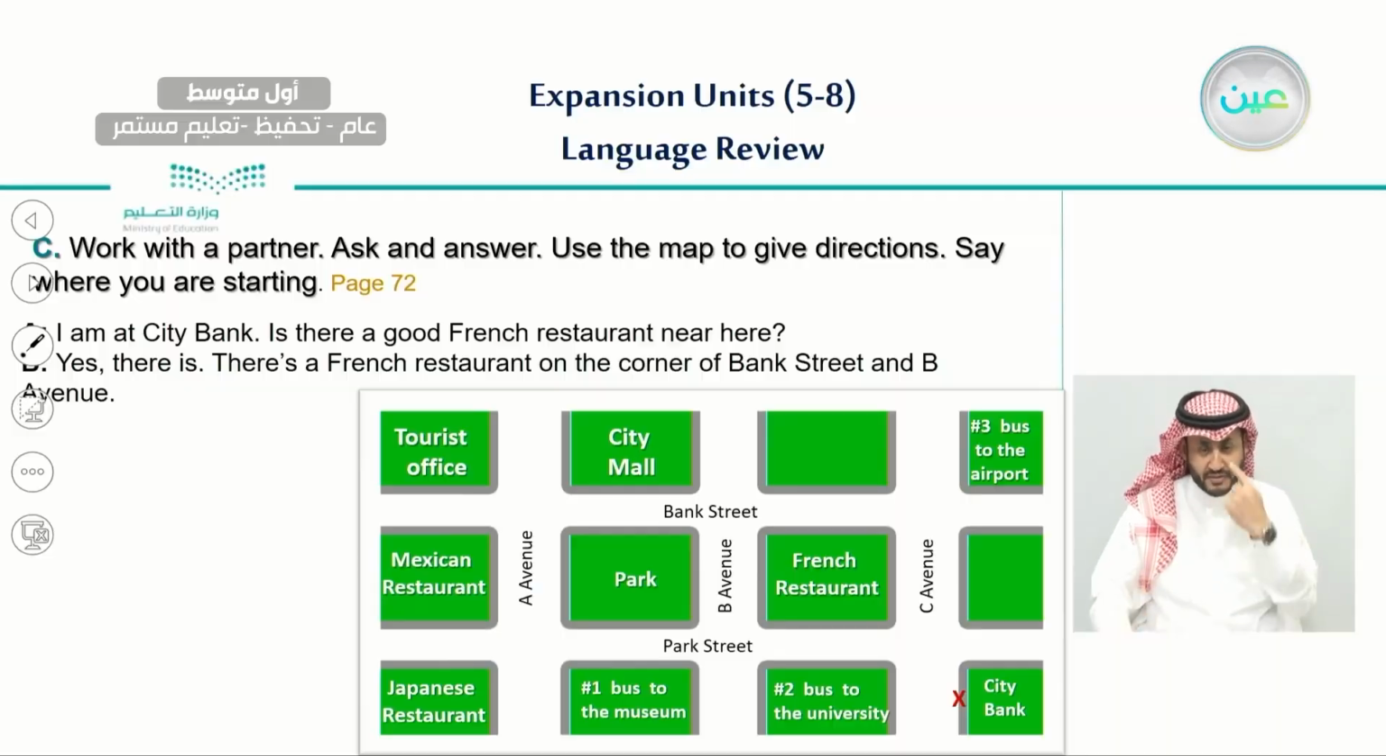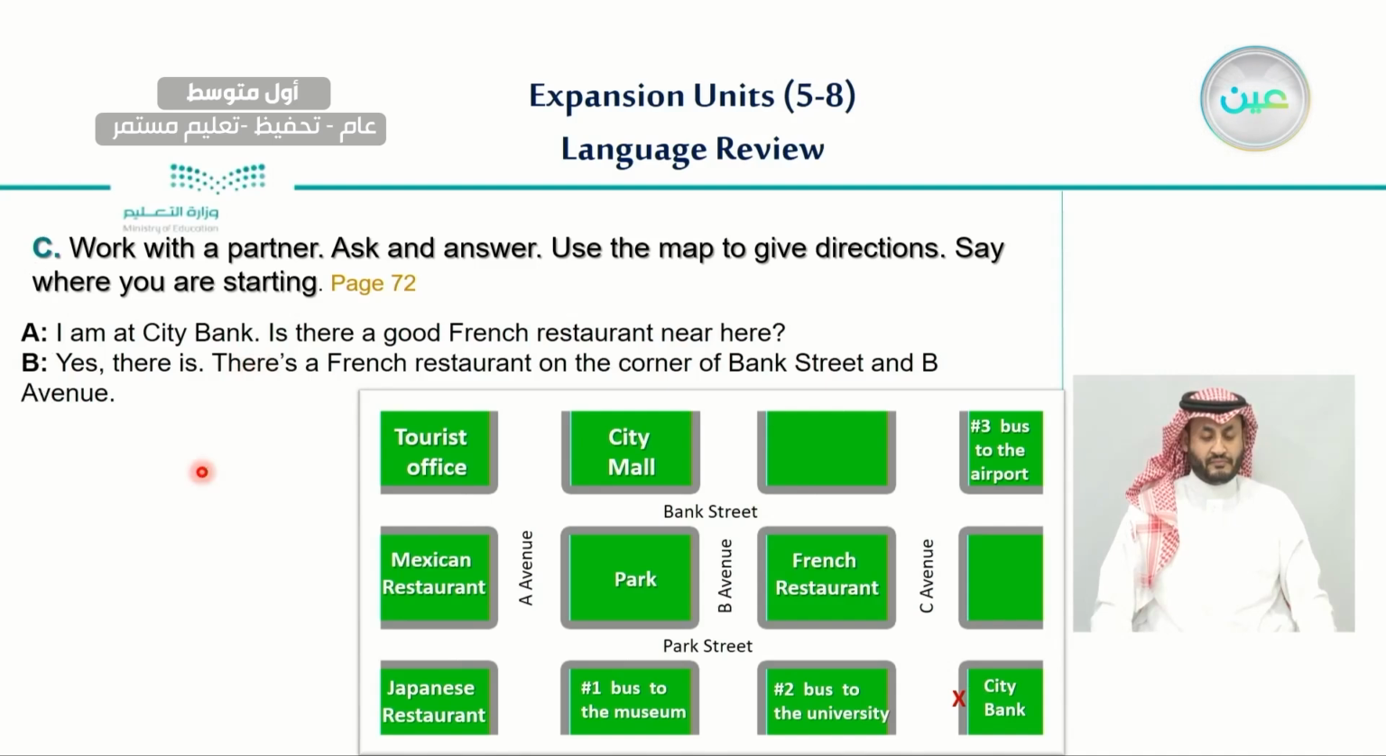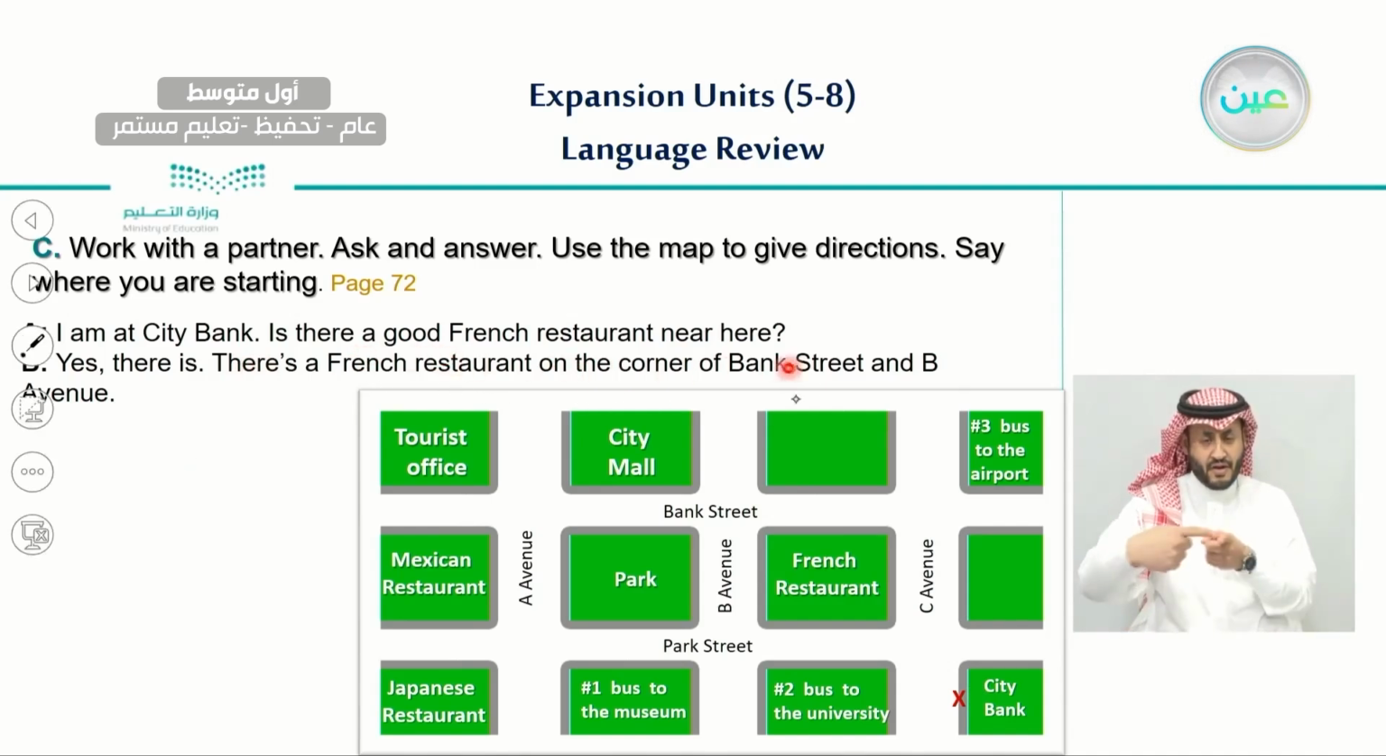So here, as you can see, you have a map that is similar to this, okay? And here we have a conversation. The first person says, "I am at the Citibank. Is there a good French restaurant near here?" So the speaker who wants directions is here at the Citibank. Let's read the directions and see how he reached the French restaurant. So the answer will be, "Yes, there is. There is a French restaurant on the corner of Bank Street and B Avenue."